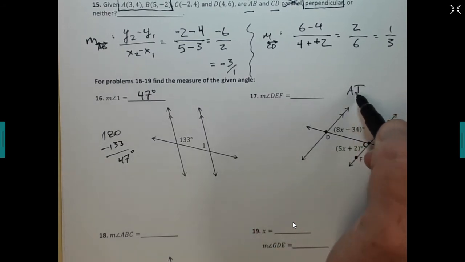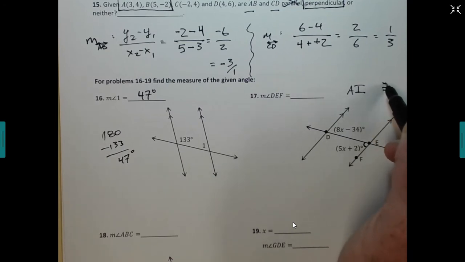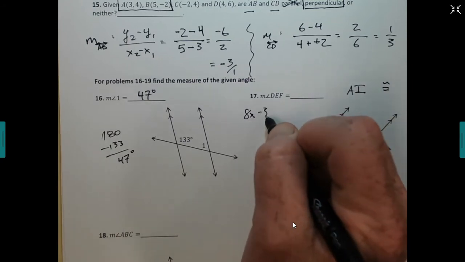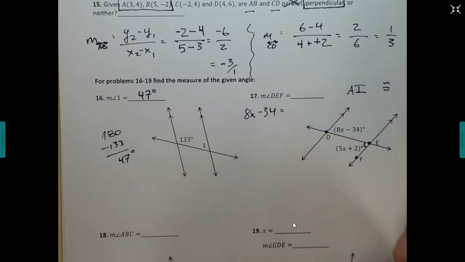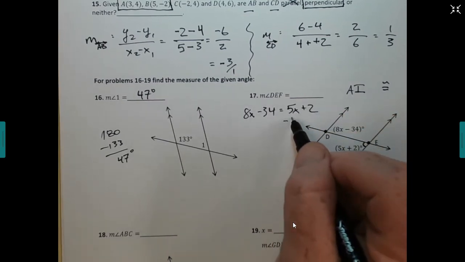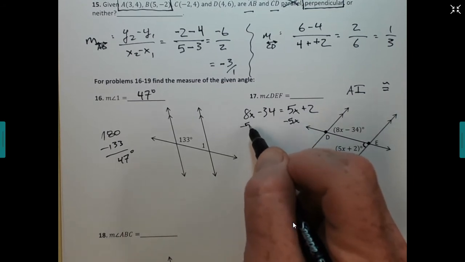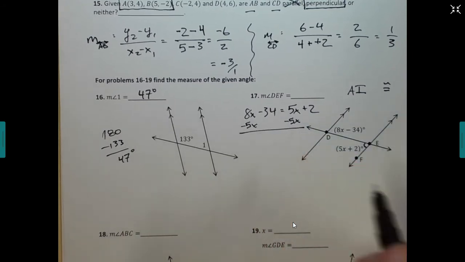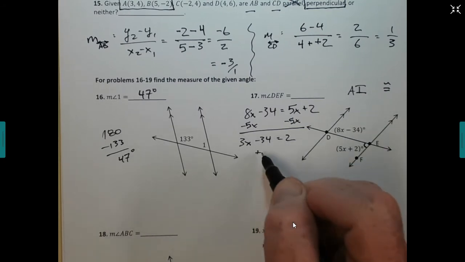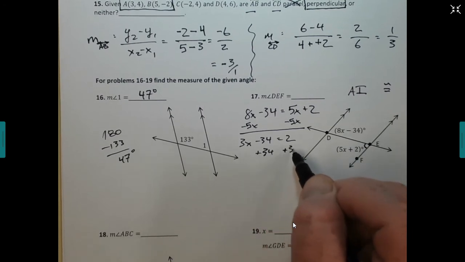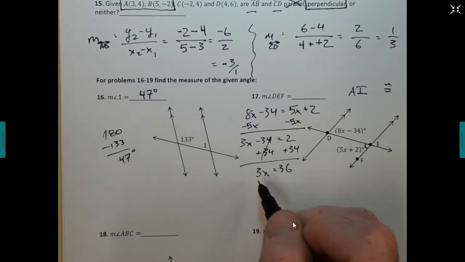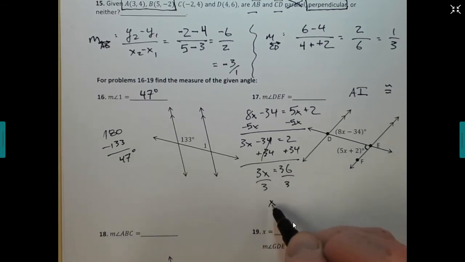If I have alternate interior angles, that means my angles are going to be congruent. So I want to set 8x minus 34 equal to 5x plus 2. Move all the x's to the left side where the most of the x's are. Add 34 to the other side. Divide both sides by 3.